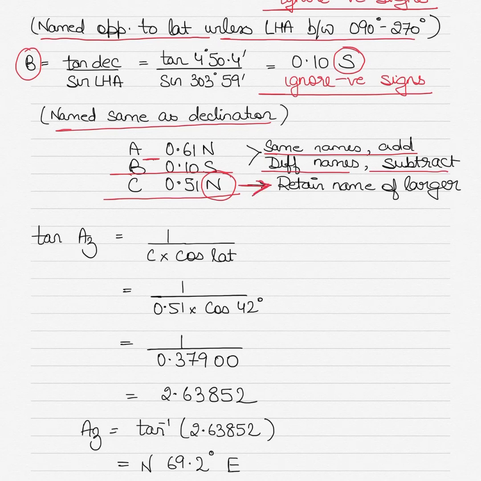What does that mean? So out of A and B, which value is larger? A is larger. And A is named north, so you will name the C north as well.